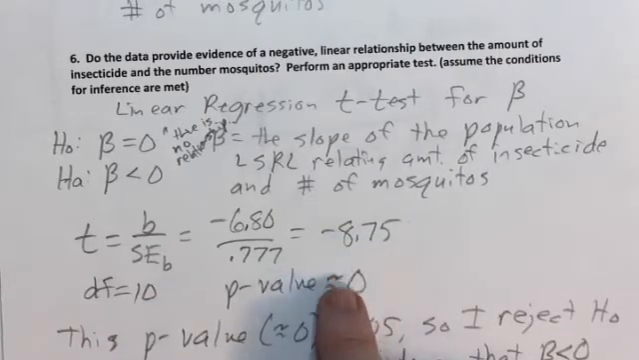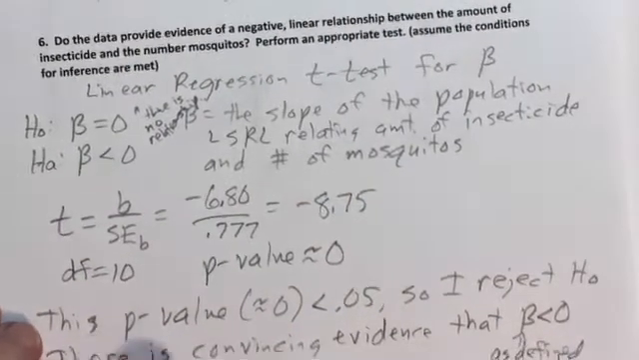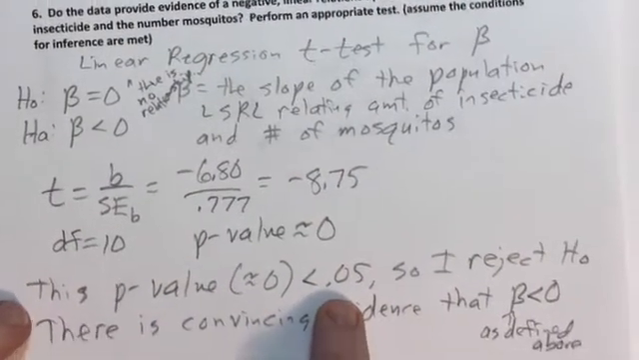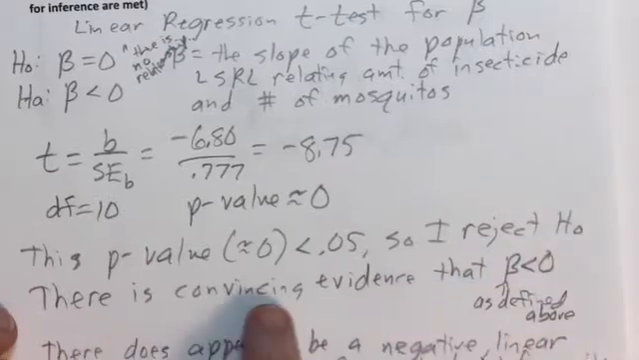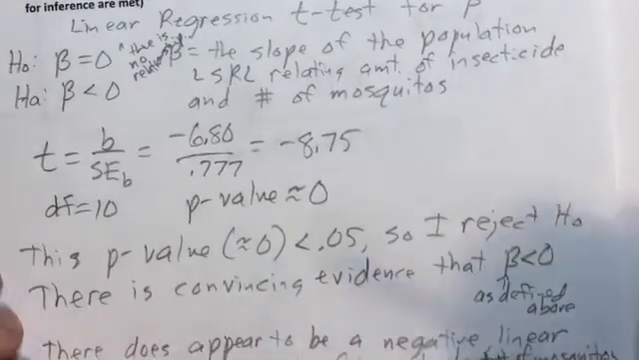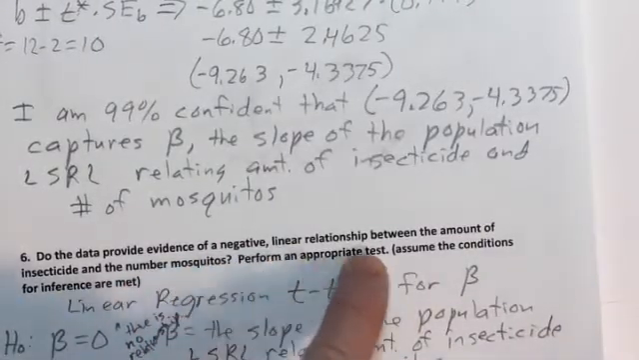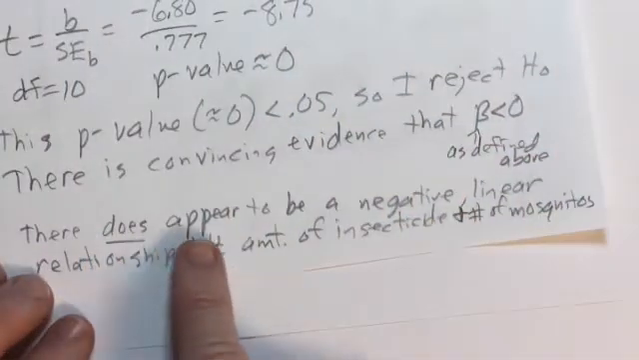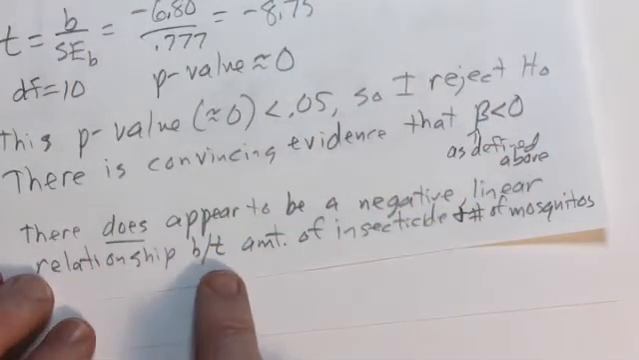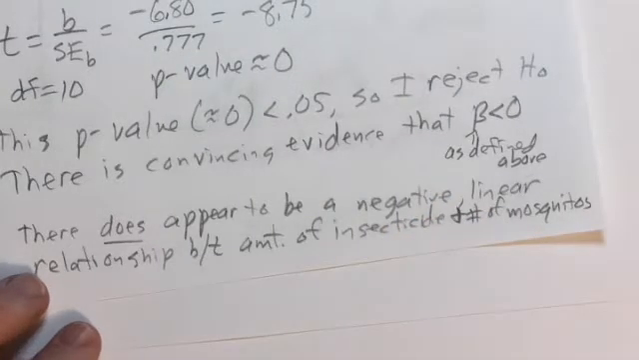Your p-value is listed at 0.00. It's rounded, really close to 0, approximately 0. And so you would say this p-value is below 0.05, so I reject the null. There's convincing evidence that, and then you restate the alternative, which is the way they worded it here: is there evidence of a negative linear relationship between the two variables? So I restated: there does appear to be a negative linear relationship between the amount of insecticide and the number of mosquitoes.